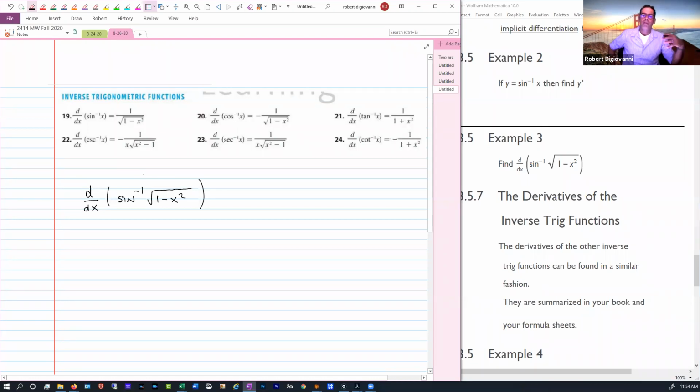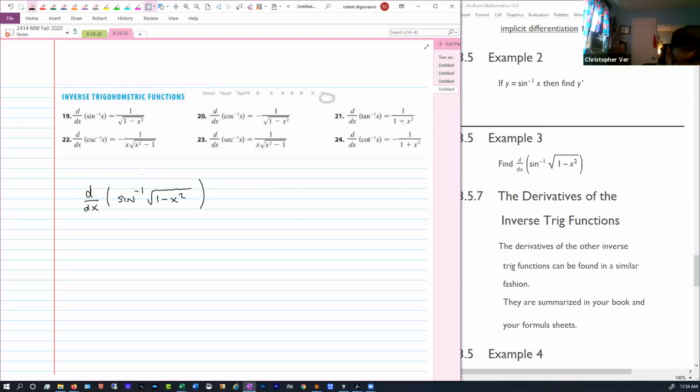So what we're doing right now is we're done trying to figure out what the derivatives of the inverse trig functions are. We know their formulas now. Just like you know the derivative of sine is cosine, now you know the derivative of arcsine is 1 over the square root of 1 minus x squared. Okay, so now that's all kind of in our toolbox. Now let's try and find the derivative of this. So what we need to do is chain rule, right?